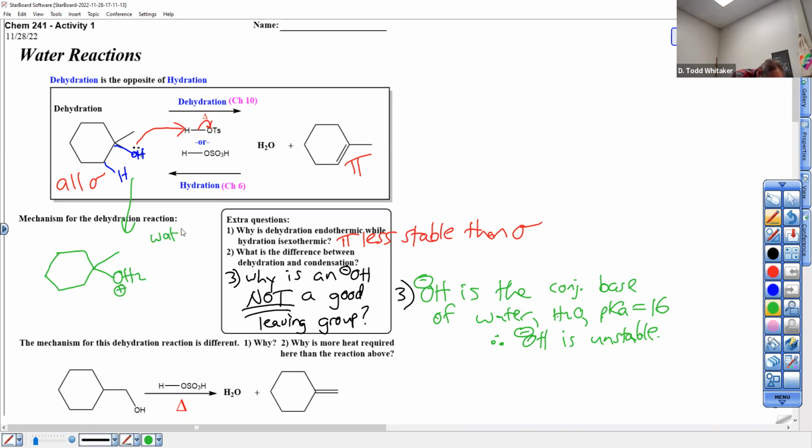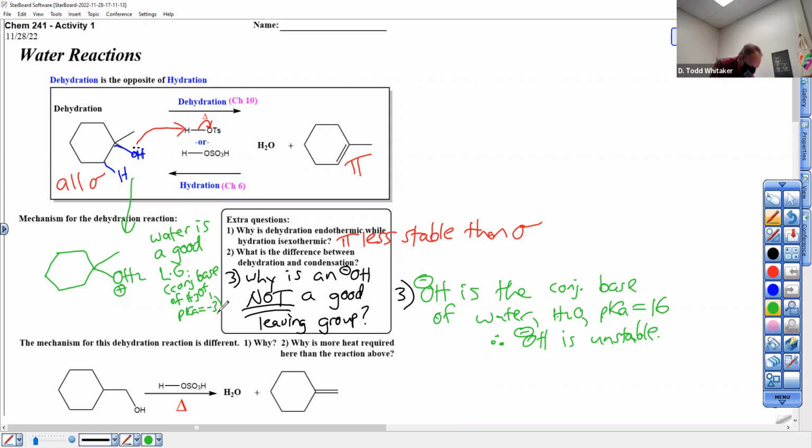Water is a good leaving group. Is there a short form for leaving group I can use? Yes, Lg. It's the conjugate base of H3O plus, which has a pKa of negative 2, right? Or 3, you pick.